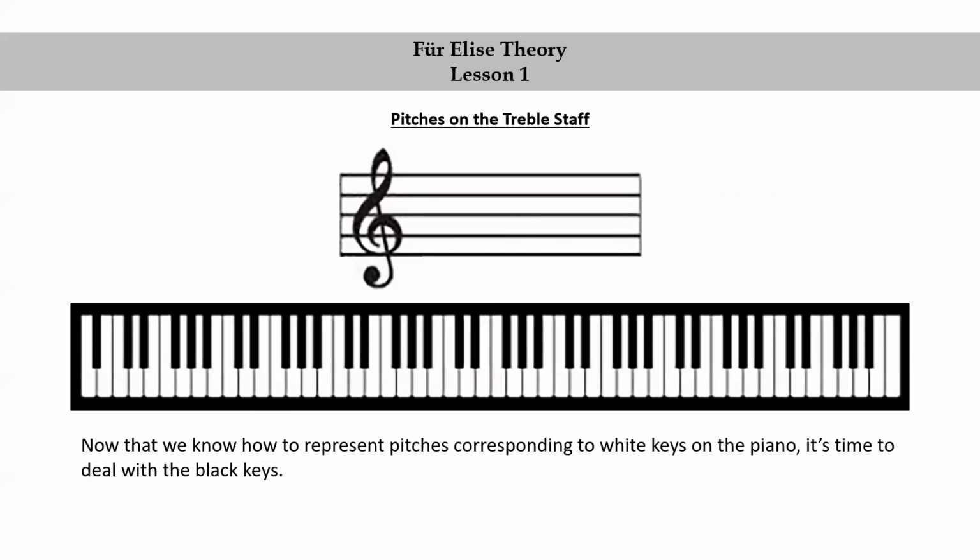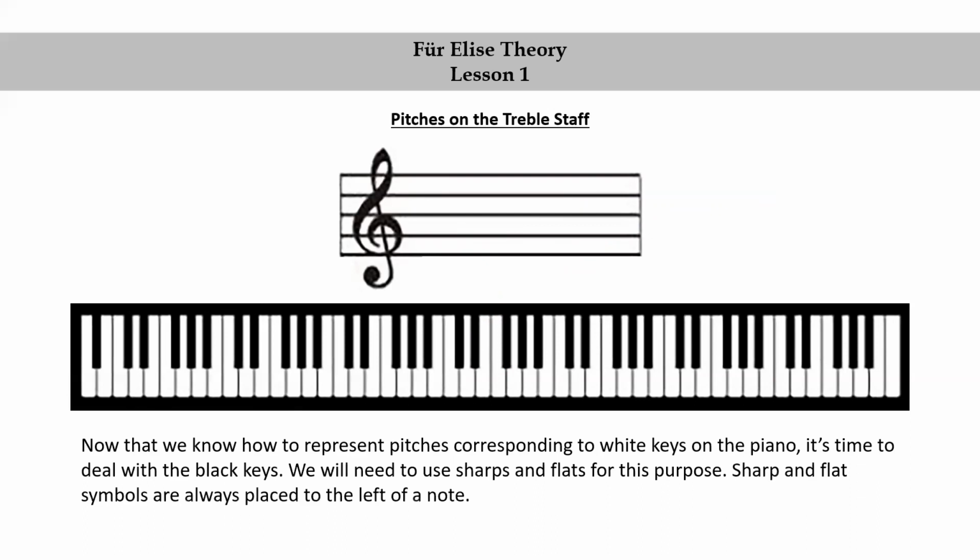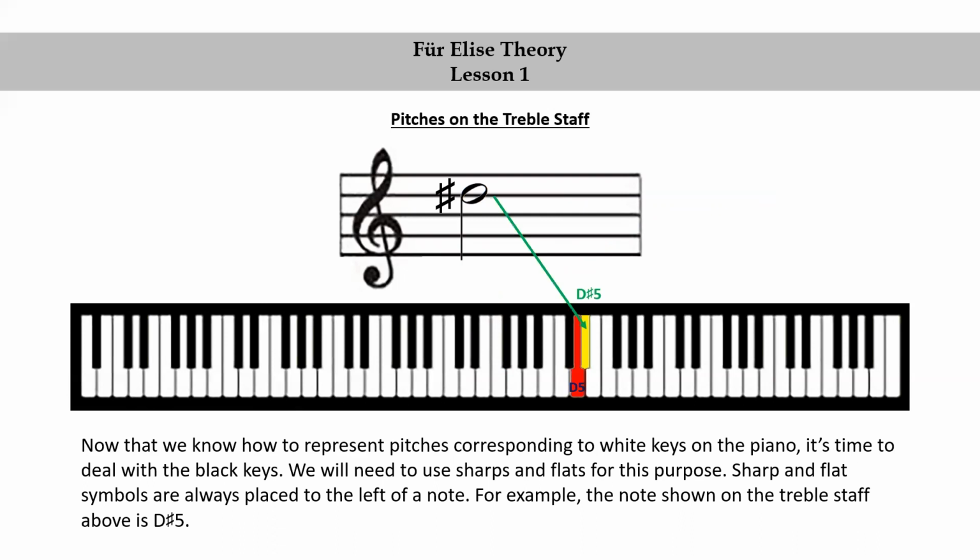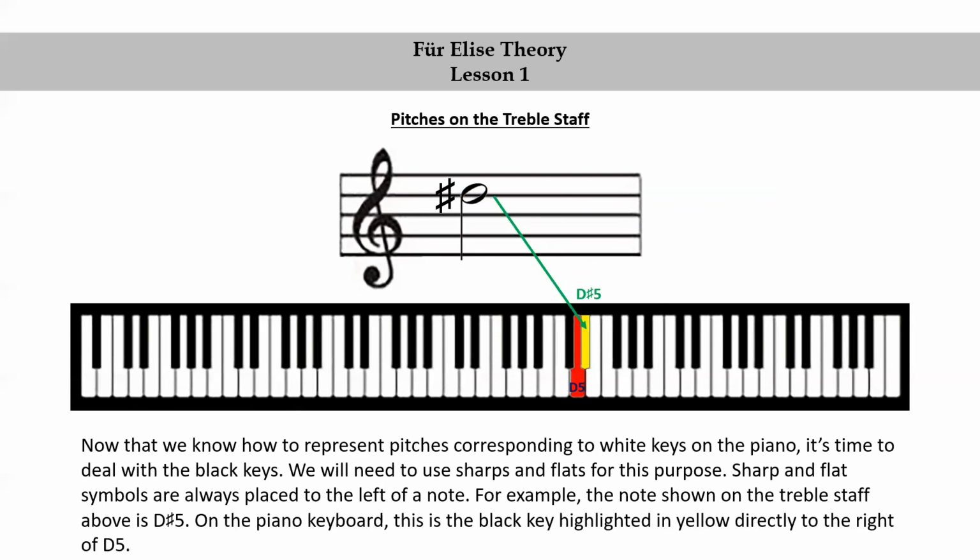Now that we know how to represent pitches corresponding to white keys on the piano, it's time to deal with the black keys. We will need to use sharps and flats for this purpose. Sharp and flat symbols are always placed to the left of a note. For example, the note shown on the treble staff here is D♯5. On the piano keyboard, this is the black key highlighted in yellow directly to the right of D5.